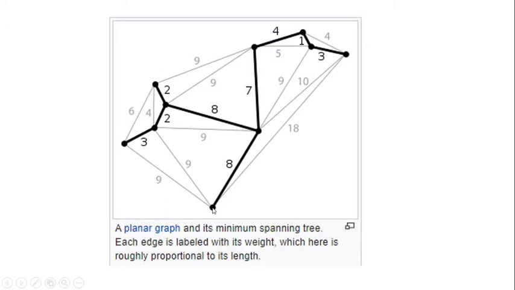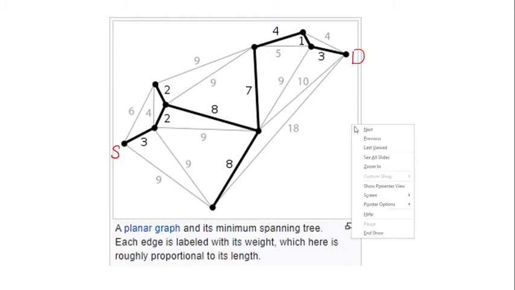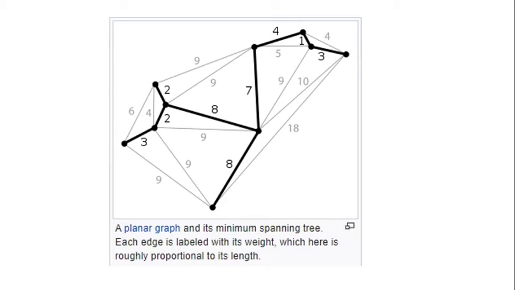Okay, so if you see this graph, this planar graph is a normal graph, and in a graph you can have a source and destination vertex. Let's say this is the source vertex and this is the destination vertex, whatever. Any vertex can be source vertex, any vertex can be destination vertex. Okay, not necessarily S and D. Now all edges have weights.